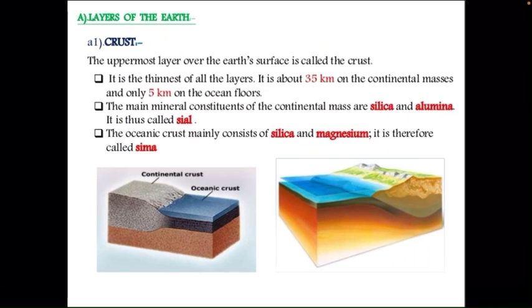It is made up of two different constituents. On the continental mass, that is silica and alumina, and in short they are called Sial, S-I-A-L, Sial. On the oceanic crust they are made up of silica and magnesium and known as Sima, S-I-M-A, Sima, Si for silica and Ma for magnesium.